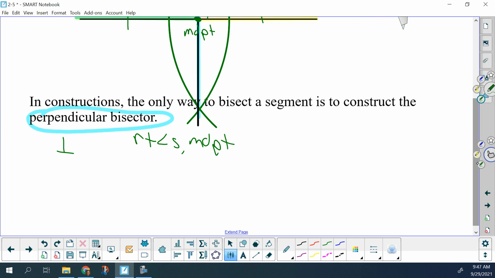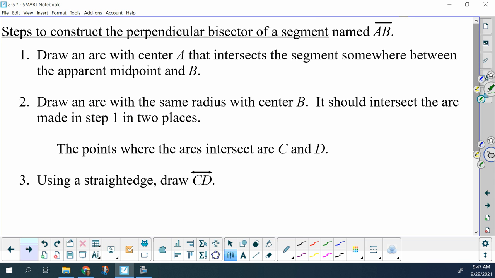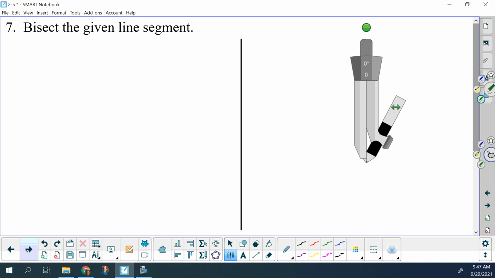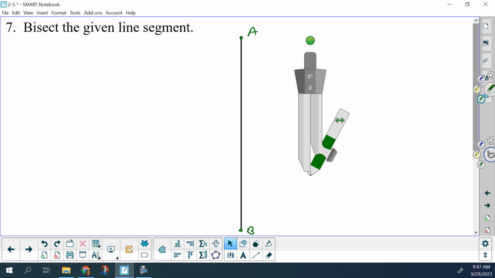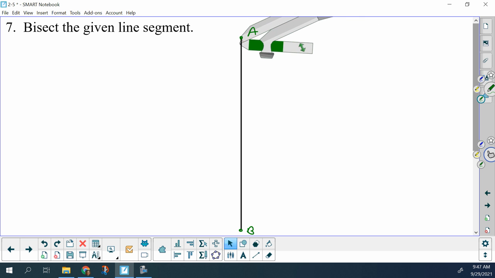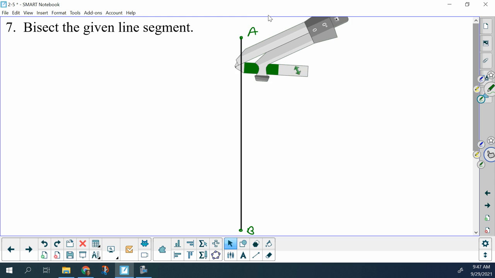All right, ready to try it again? So here are the steps, in case you come back tonight, and I'll label the next one so you have some context. All right, here we go. We're going to bisect this line. We're going to call this line, that's your note, AB. Normally don't do this, it's just for your notes. All right, take your compass. Put the tip on A or B. It doesn't matter. Pick one from the start.